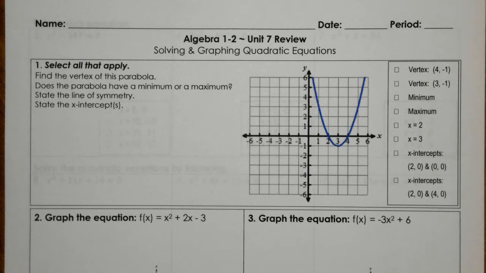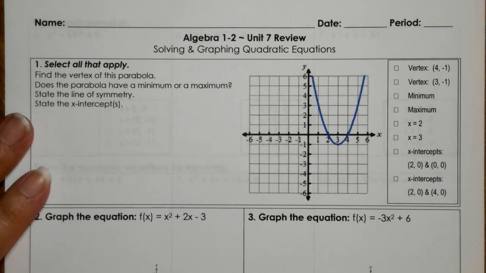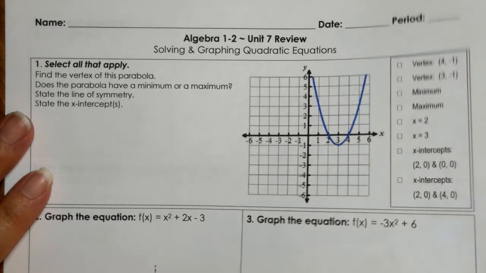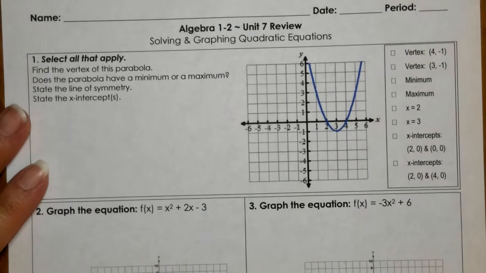For the Unit 7 review, I'm just going to go over these problems with you guys to help you prepare for the test. Please make your own notes if you can't print. It is okay if you don't have a printer, you can just write it on your own paper and then use it for reference. Okay? So first, the question says, select all that apply.